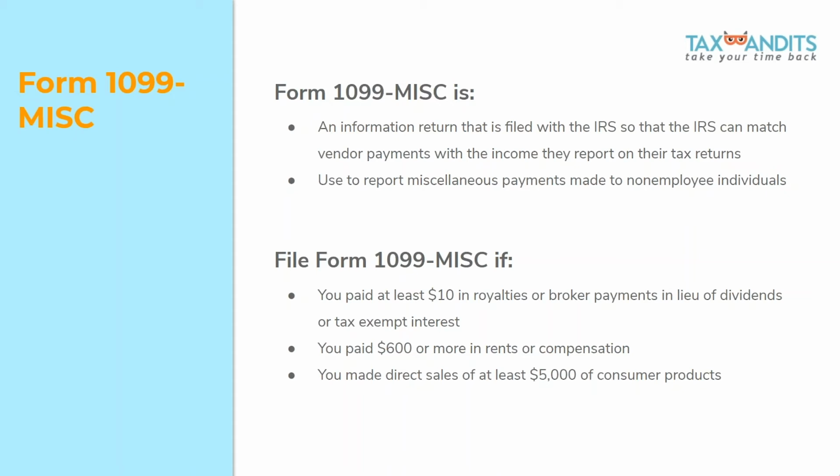So do you need to file a 1099? Let's see. Did you pay at least $10 or more in gross royalties? File a 1099. Did you pay $600 or more in rents or compensation? File a 1099. Are you a direct sales rep and make direct sales of at least $5,000 of consumer products? File a 1099.